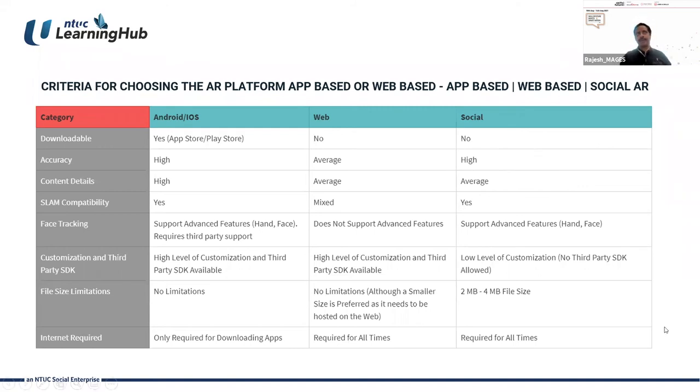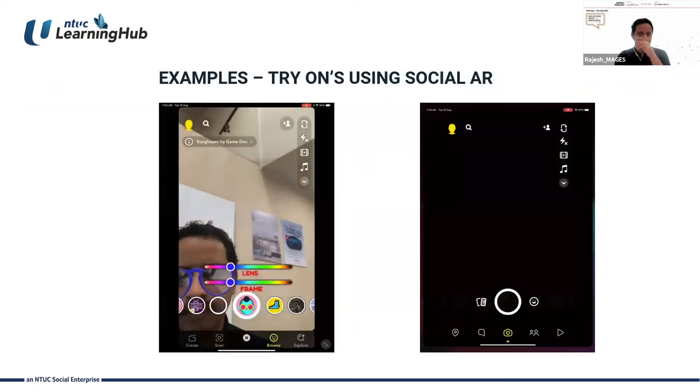Okay. So this is basically the big gist of the criteria for choosing an AR platform, whether it's going to be app, web, or social based. So it's a quick summary of whatever we covered so far. Okay. So I'll go back to what I started.